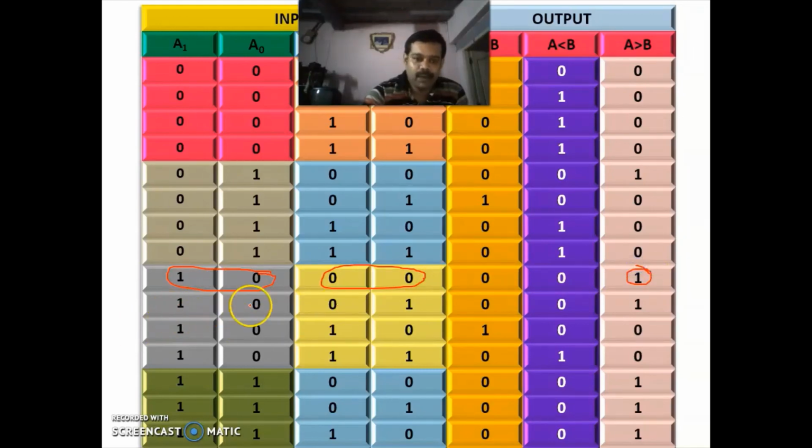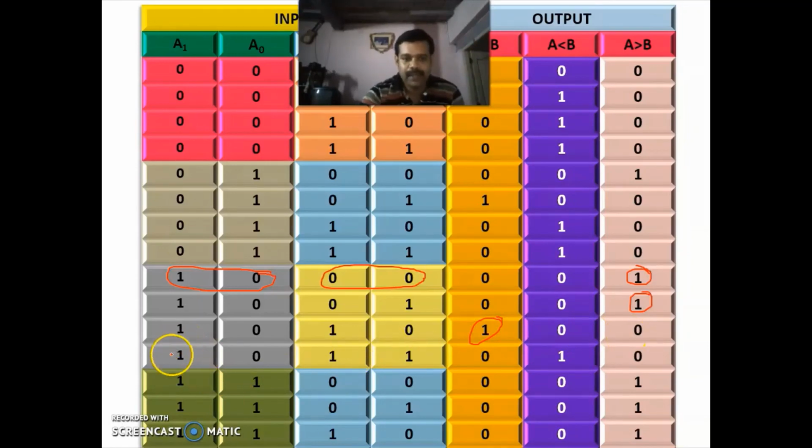Then we are comparing 1, 0 with 0, 1. 1, 0 is 2, 0, 1 is 1. Again A is greater than B. Then we are comparing 1, 0 with 1, 0. So both are equal. Okay. So when they are equal, you have to put 1 in the place of A equal to B and 0 in the place of other thing.